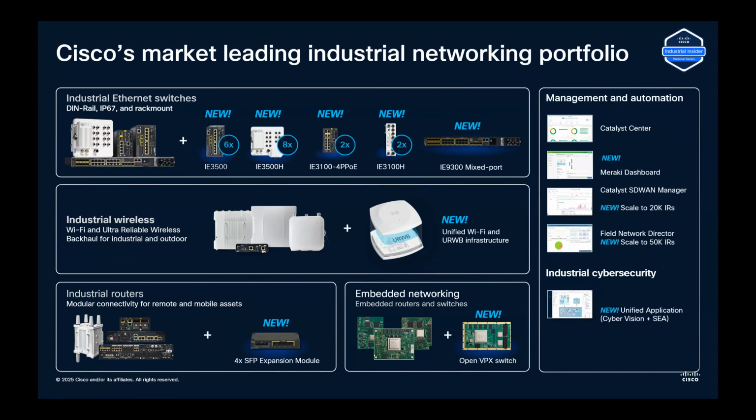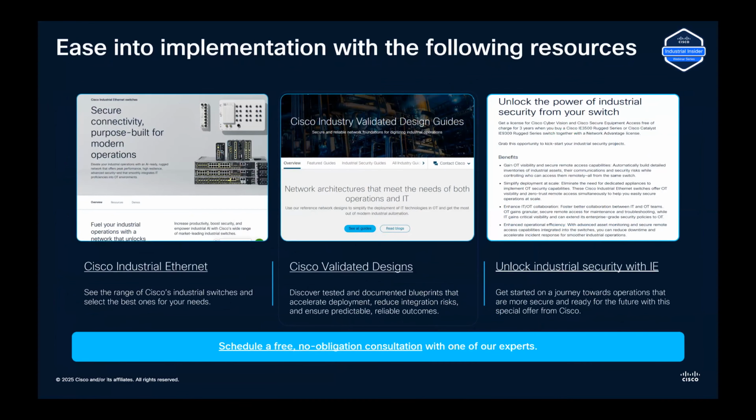This gives you a picture of all of our industrial networking portfolio with switches, with wireless, with routers, and with management and automation. And we'll be covering more of this in our upcoming sessions. So I leave you with some of these resources. We have a lot on Cisco.com. You can look at all of our industrial Ethernet. You can compare models. We have what we call CVDs, or Cisco Validated Designs, which will help you make the most of our products, put them together very easily.